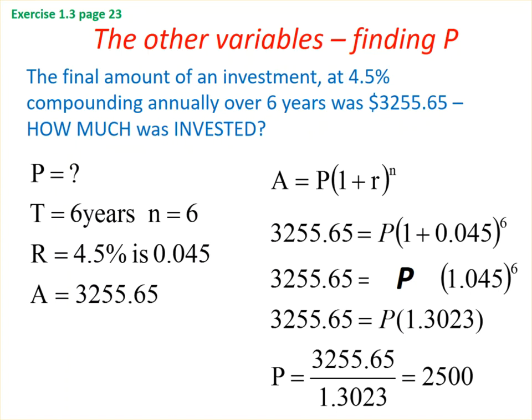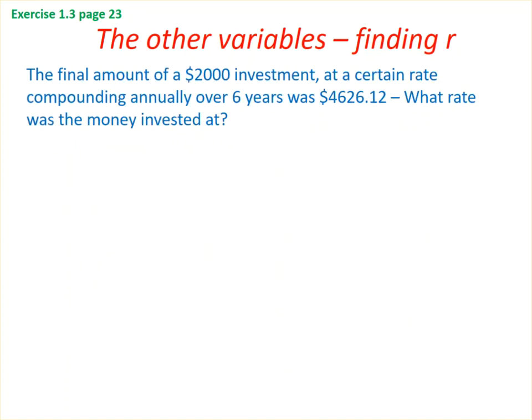Okay? So that's how you find not the A, because you already had the A. That's how you find the principal when you know an A. So one more example from me. The little r or the little i, depending on which formula you use. Yep. Everyone happy?